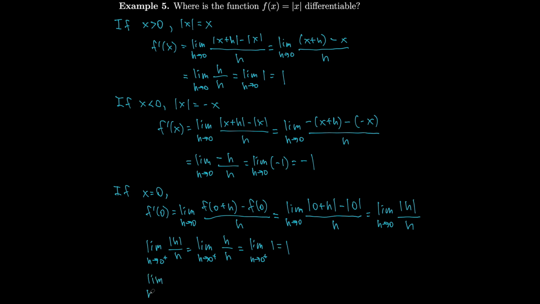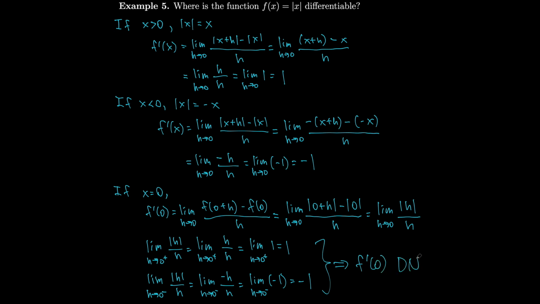If I consider the limit as we go from the left of absolute value of h over h, then from the left we're thinking of negative numbers for absolute values, so that's just negative h over h. So from the left we're looking at the limit of minus 1, which is minus 1. Hang on, our limits don't match from the right and from the left. So that means that f prime of 0 does not exist, because this limit does not exist. And the limit was equal to f prime of 0.